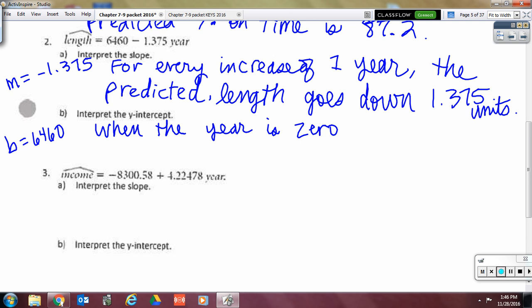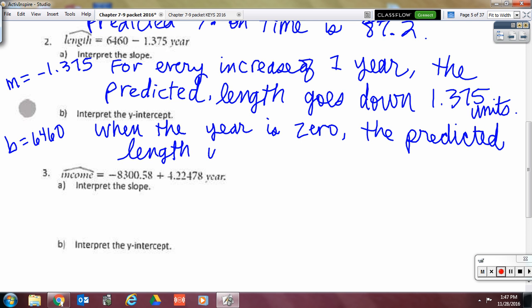That's a little strange. We don't have the context of this problem, so probably x is the years past 1980, or something like that. Then if x is 0, we're at 1980. So when the year is 0, the predicted length is 6460 units. So at the start of whenever we're doing this, we're starting at 6460 units, and then it's going to go down each year.